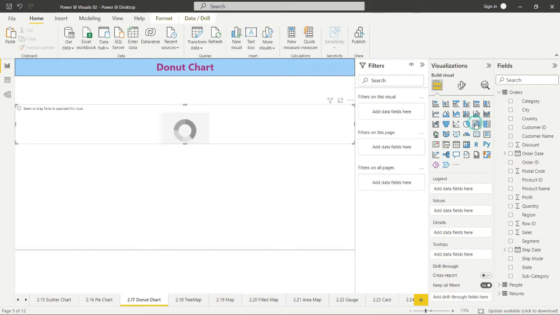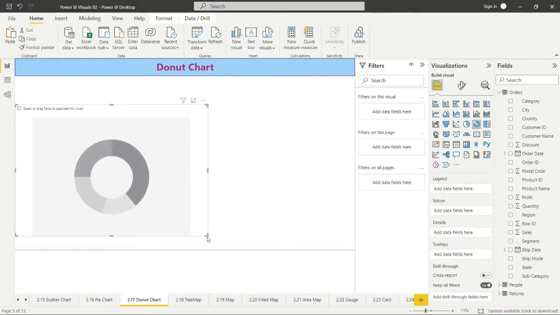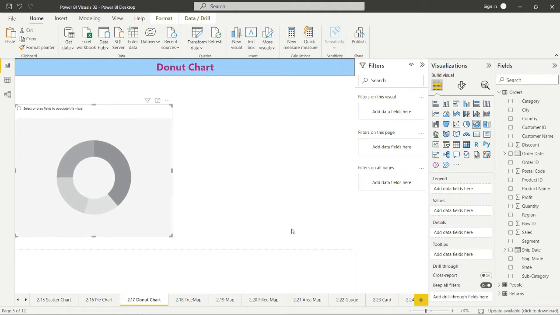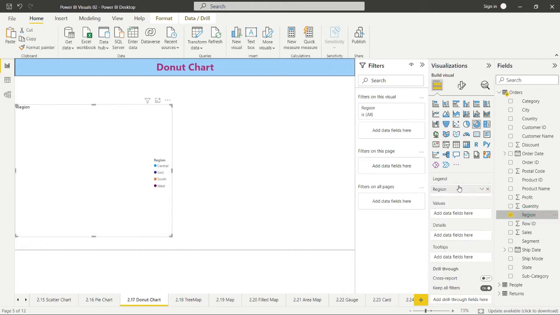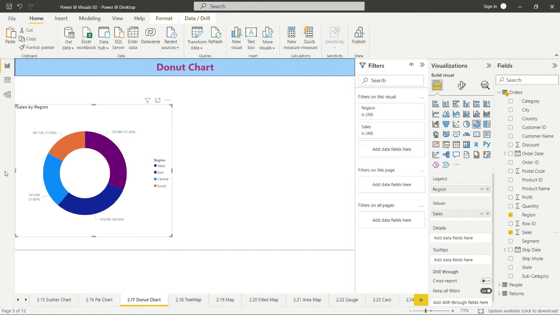This is our donut chart icon here. Click on this and adjust its size. Now in the legend we'll move the category or region. So here we move the region. And in the value we'll move the sales or profit. So here we'll move the sales. So our donut chart is ready.